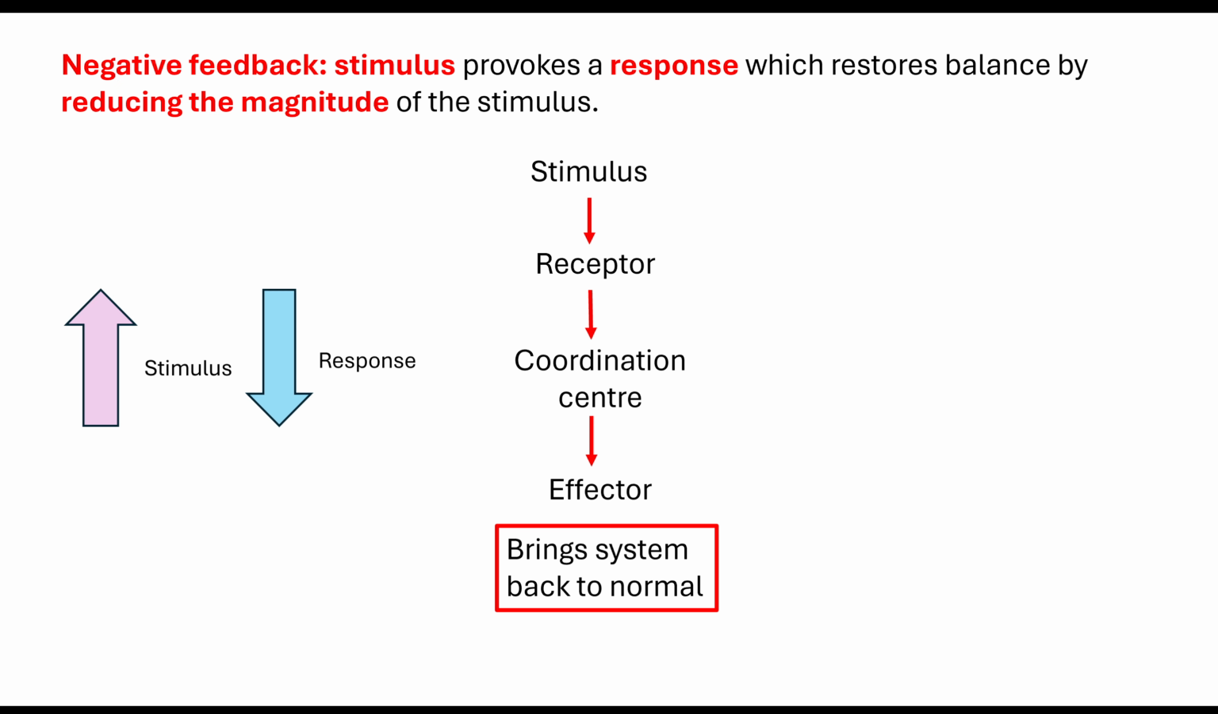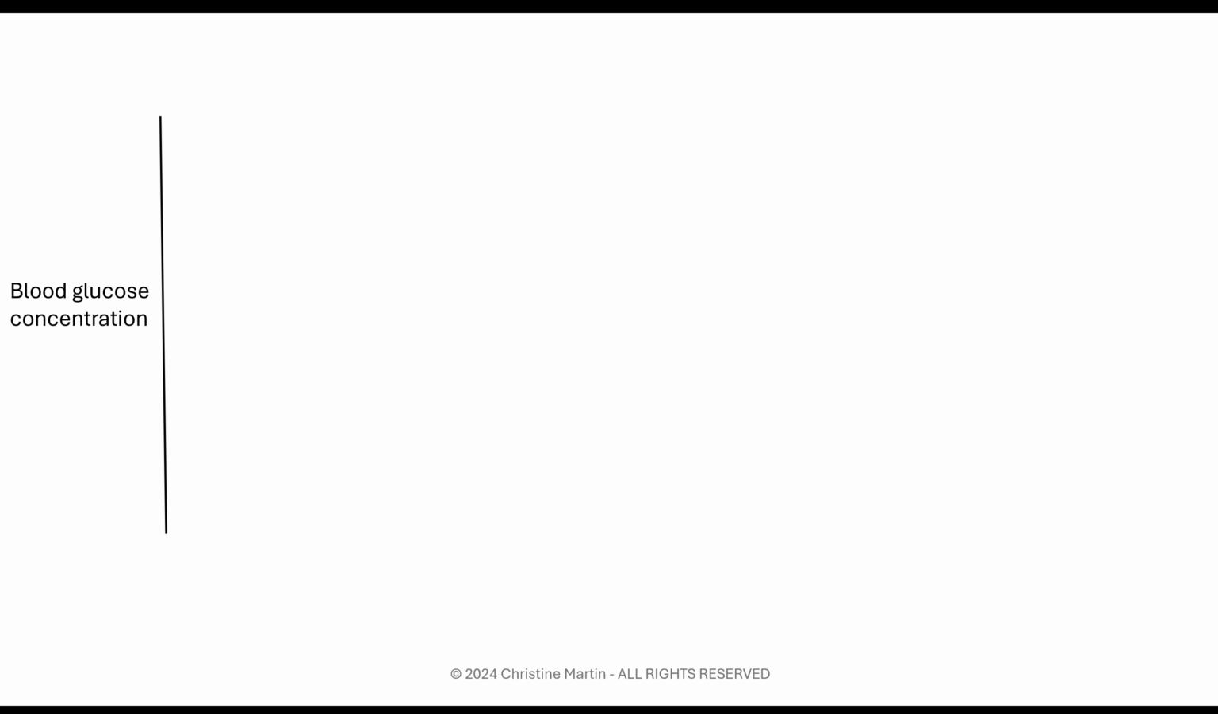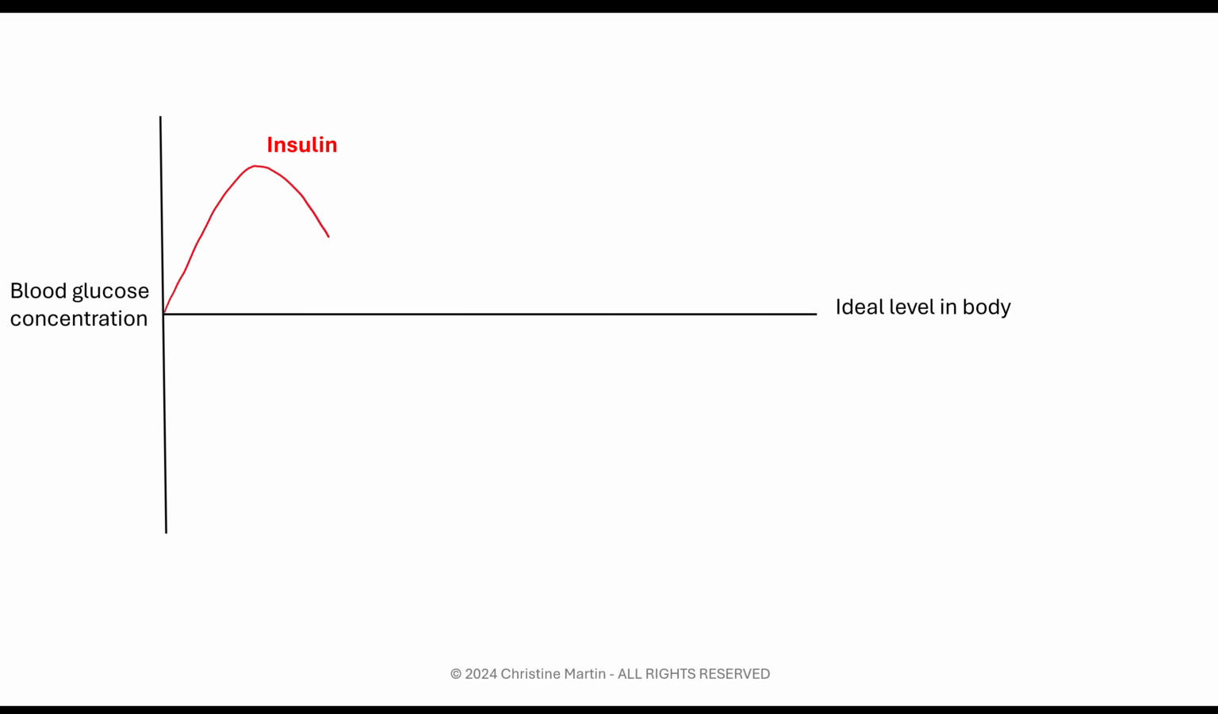So if we have a stimulus that is increasing, the response should decrease. And if we have a stimulus which is decreasing, the response should be to increase that. So in the case of our blood glucose concentration, we have an ideal level where we want the blood glucose levels to be maintained. But actually what happens is it rises, it drops. It rises, it drops. And that is because the body is responding.